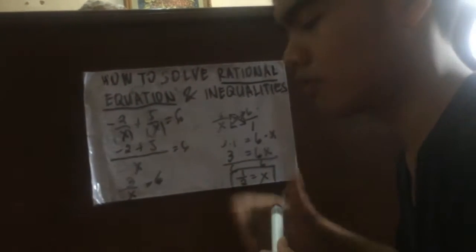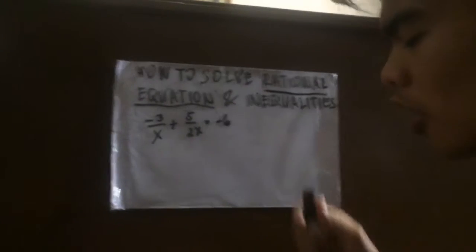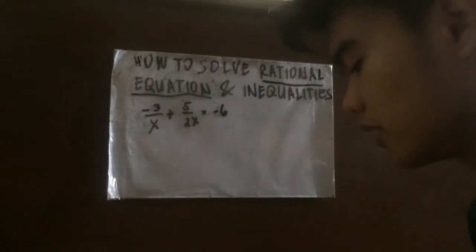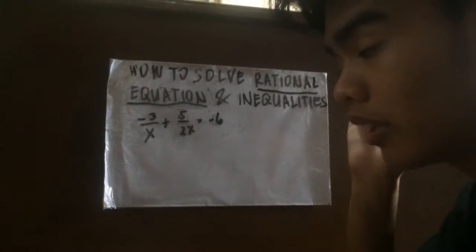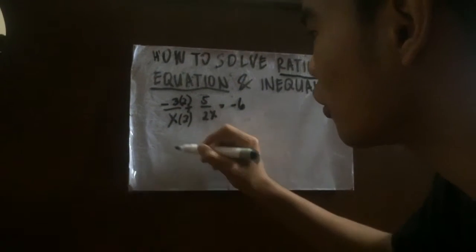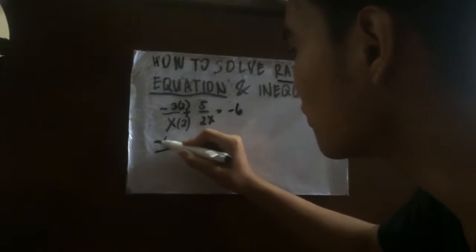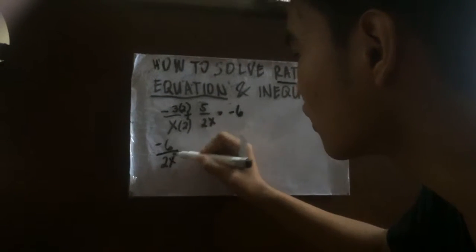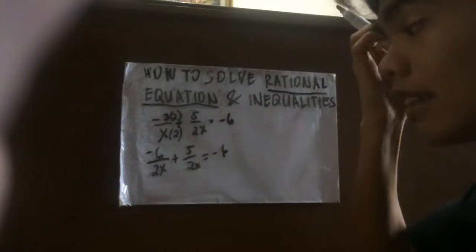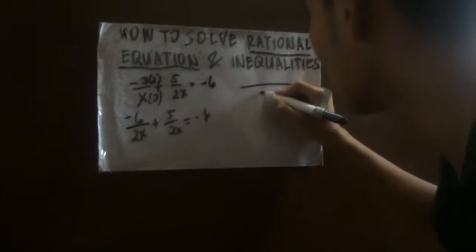So, that's all. Nandito tayo para magbigay pa ng another example ng rational equation. Negative 3 over x plus 5 over 2x is equals to negative 6. So, first, you need to get the LCD. Dito, times 2 mo na lang para makuha yun. So, negative 3 times 2 is equals to negative 6, and x magiging 2x. So, 5 over 2x is equals to negative 6. So, parehas na sila na LCD. Then, since parehas na sila, over na natin sila sa 2x.